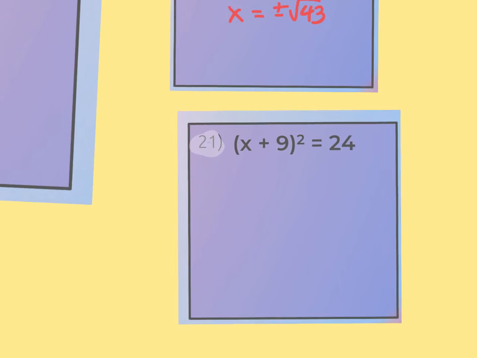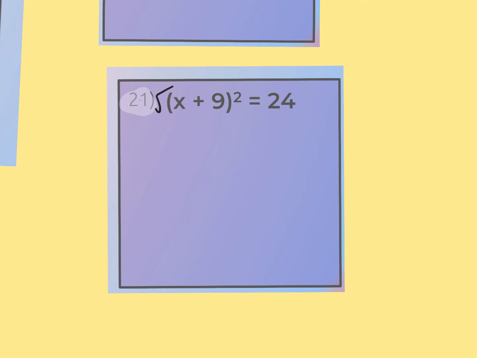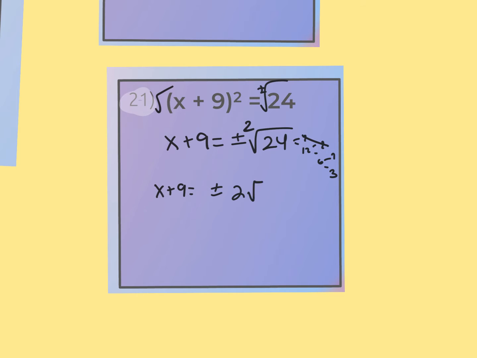For 21, I would square root both sides, putting the plus and minus in front of the square root of 24. I get x plus 9 equals plus and minus square root 24. Can I simplify square root 24? Yeah, right? It would be 2 and 12, 2 and 6, 2 and 3, and then 2 2's go to the outside. So x plus 9 would equal plus and minus 2 square root of 2 times 3, which is 6. Then you'd have to subtract the 9.